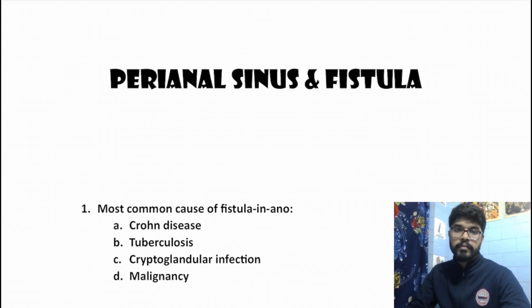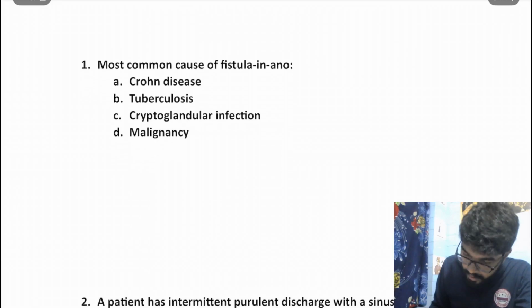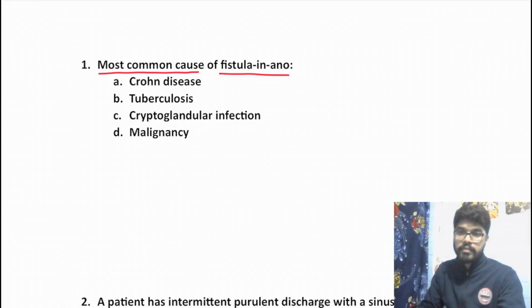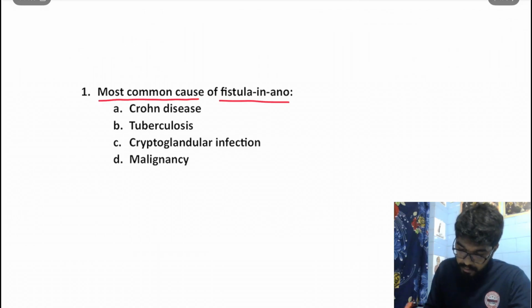Welcome everyone. In this video we shall be talking about perianal sinus and fistula and discuss all the questions related to it. So moving on to the first question. The most common cause of fistula in ano. Fistula in ano is nothing but a different name for perianal fistula. Okay. What is the most common cause?